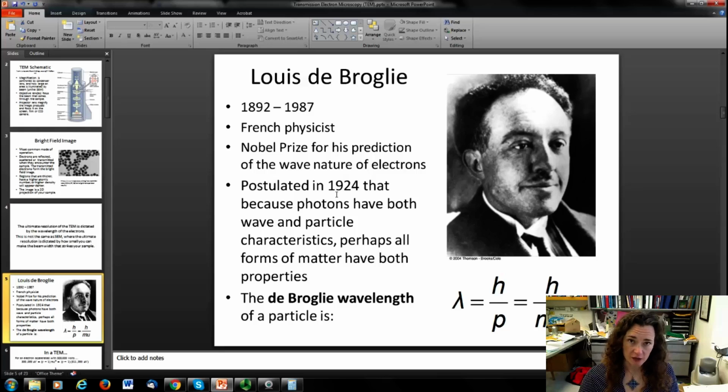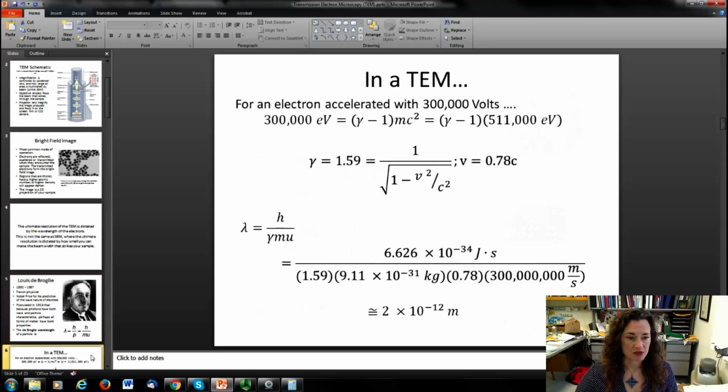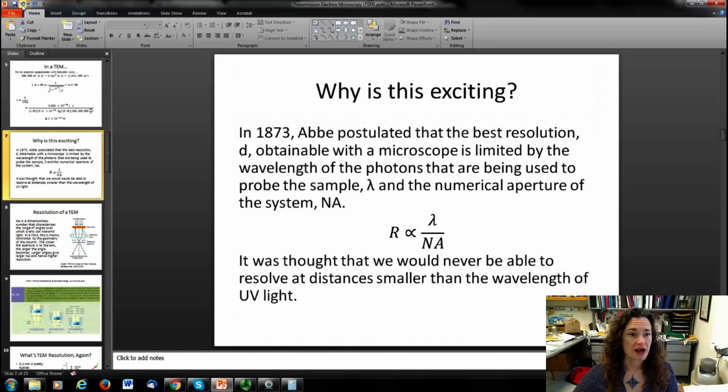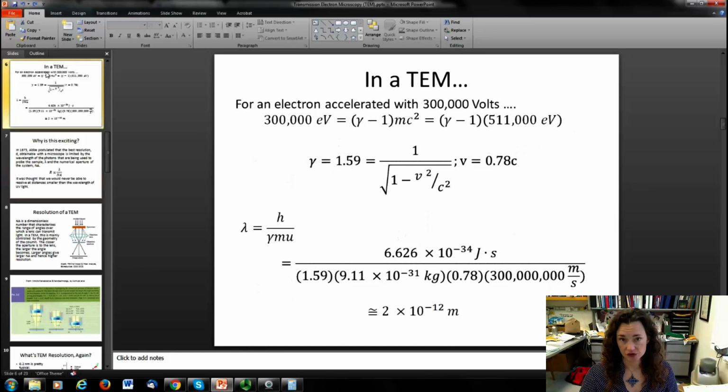However, in a TEM, you're accelerating the electrons with very high voltages, and so they can get up to relativistic speeds that are a decent fraction of the speed of light. Let me give you an example of how that would go. Let's say that you accelerate an electron with a very high voltage in a TEM. And that high voltage is about 300,000 volts, okay? Now, that would mean that your kinetic energy of your electrons would be 300,000 electron volts.